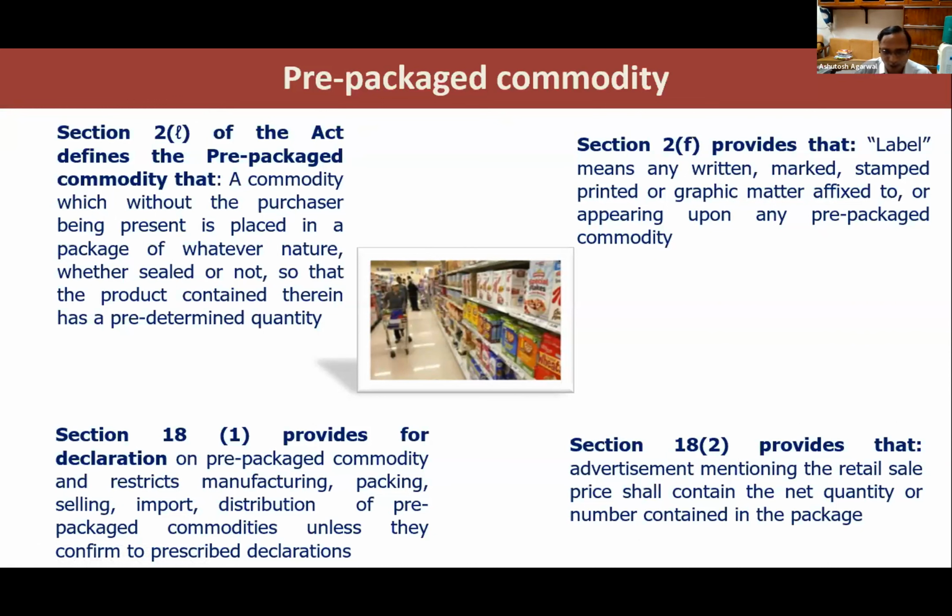We have already discussed this. Section 18(1) provides for the declaration on a prepackaged commodity, and Section 18(2) provides that advertisements mentioning the retail sale price shall contain the net quantity or number contained in the package. Wherever we make any declaration of the retail sale price, it also has a declaration of the net quantity. Next slide, please.